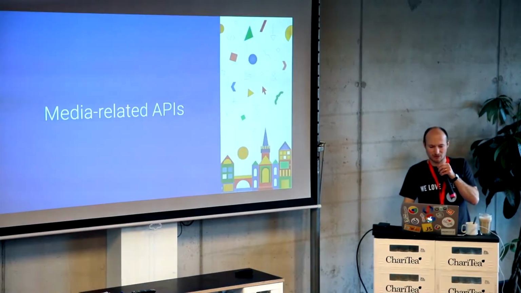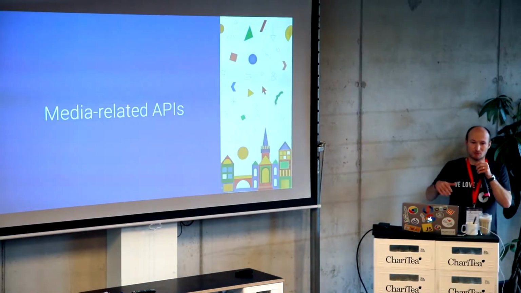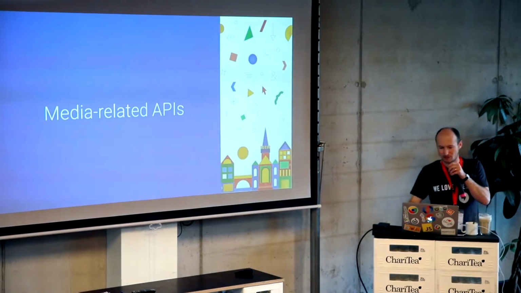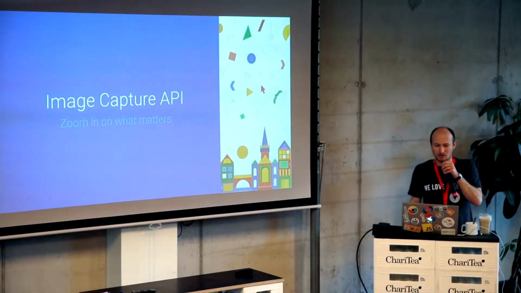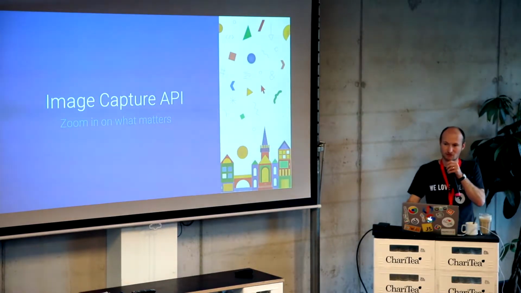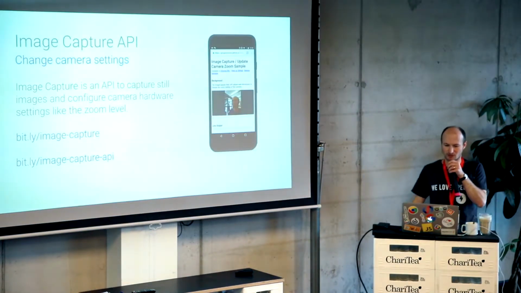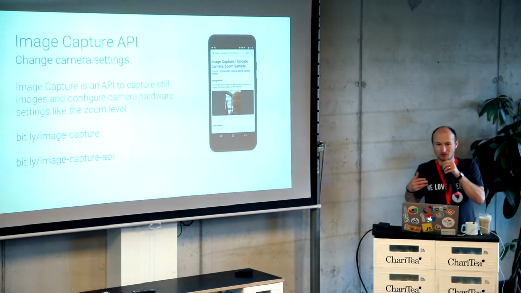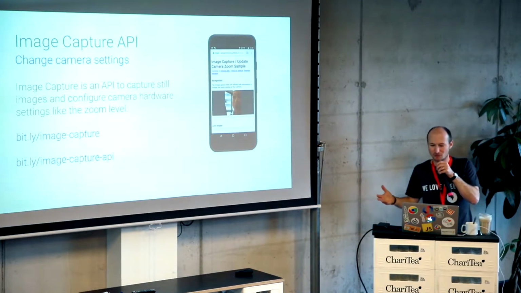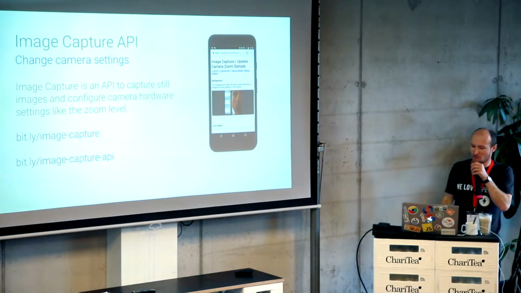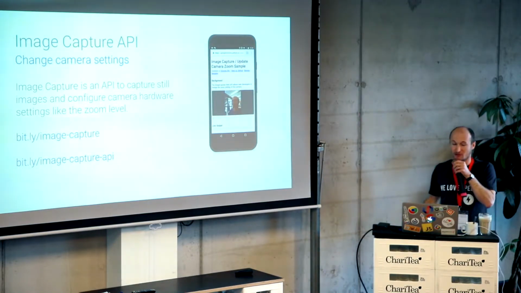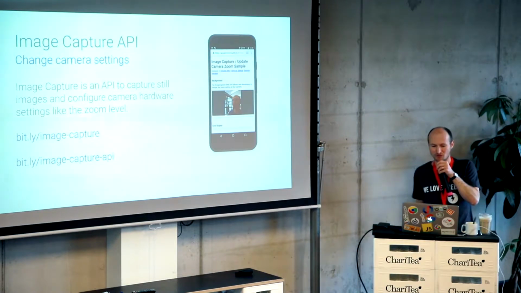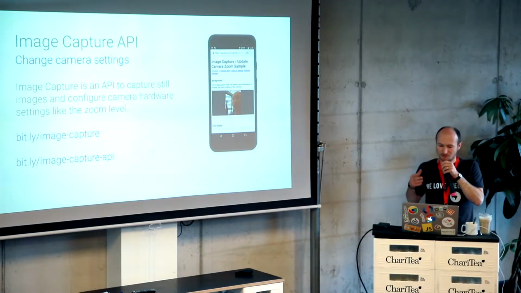So, pretty exciting API. Next big topic, and talking of video, media-related APIs. There we have the Image Capture API, because in many cases when you take images from users, you might want to zoom in on what matters. Before, you could not really do actual hardware zoom, but now you can do hardware zoom if your camera allows it, as some cameras do, or you can switch between different cameras.